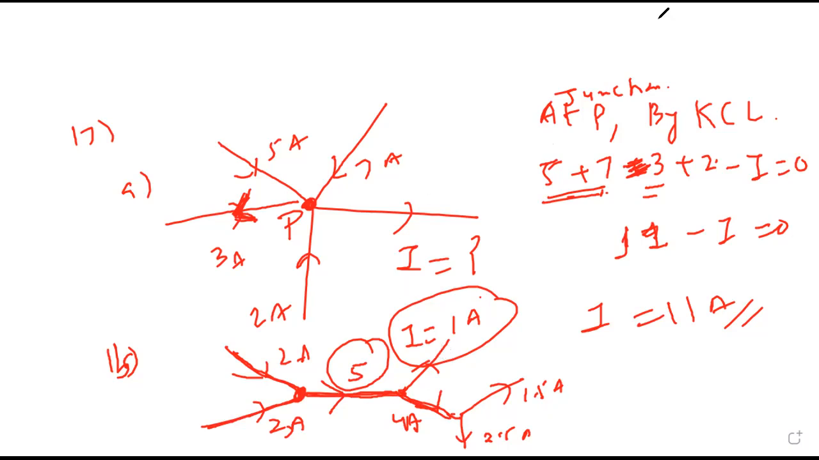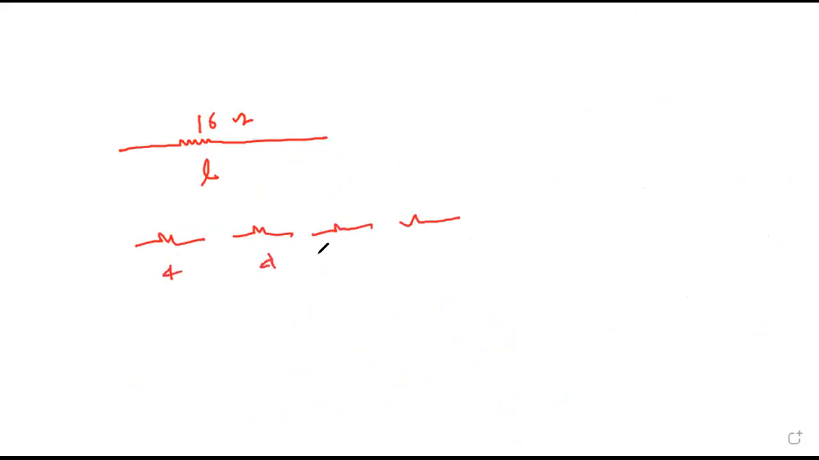18th. A wire of uniform cross section has length L and resistance 16. It is cut into 4 equal parts. There is one wire whose resistance is 16, length is L, cut into 4 parts. So what will be each part's resistance? Can you tell? 4, 4, 4, 4 or not? All will be equal, 4, 4, 4.